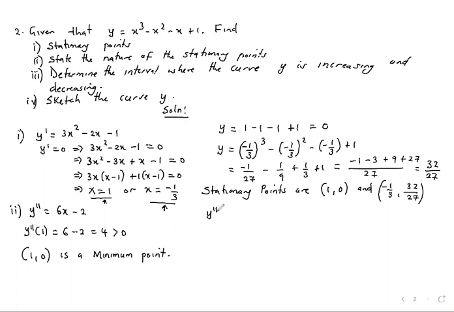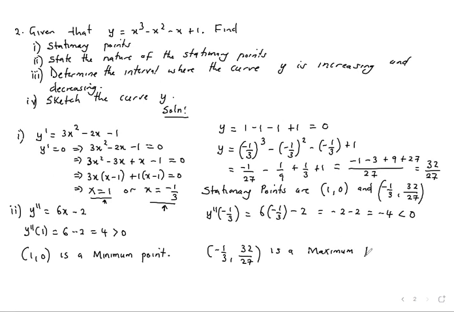We get the second derivative, substitute negative 1 over 3. We'll get 6 times negative 1 over 3 minus 2. This is negative 2 minus 2, which is equal to negative 4, less than 0. When the second derivative is less than 0 at that critical number, the stationary point (negative 1 over 3, 32 over 27) is a maximum point.